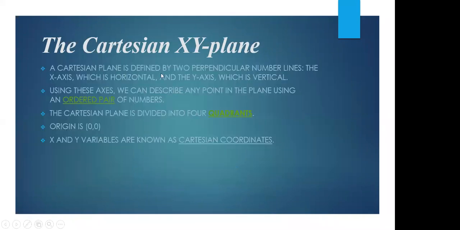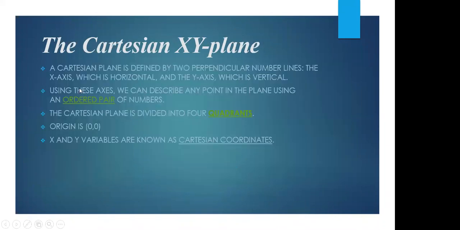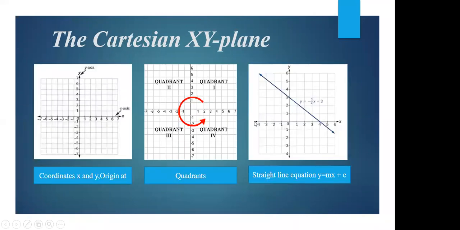This is the second point. You can see here a Cartesian plane is defined by two perpendicular number lines, which are the x-axis and y-axis. This is the x-axis and this is the y-axis. Then using these axes, we can describe any point in the plane using an ordered pair of numbers. That means we have to find the combination of x and y points, that is 2, 1, 3, 2. These are the points.